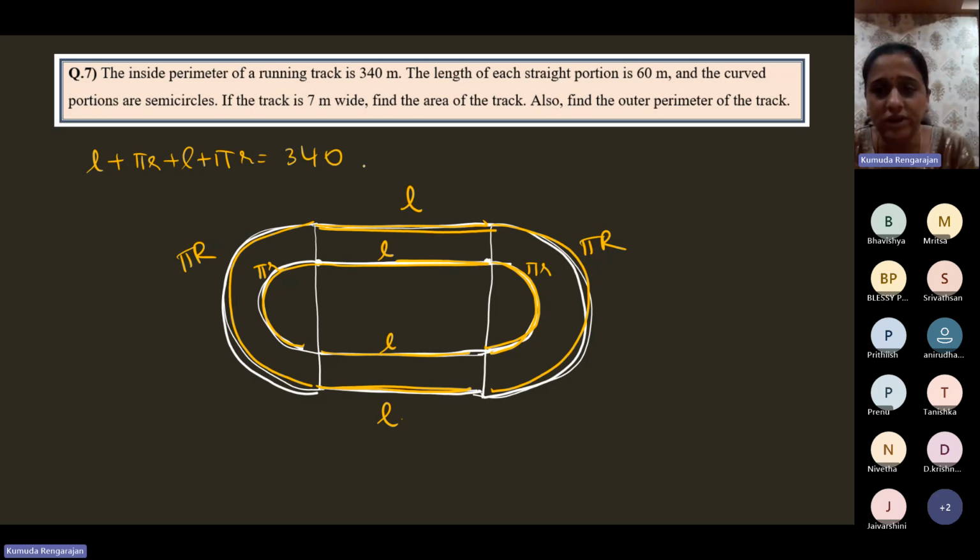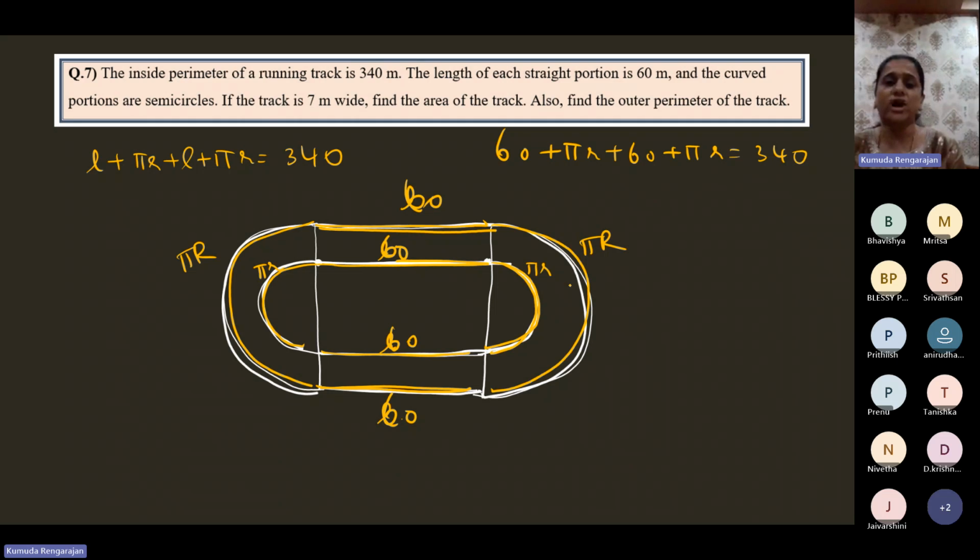The length of each straight portion is 60 meters. That's given. So that means 60 plus pi r plus 60 plus pi r is equal to 340. When you work this, you can get the value of r. And the curved portions are semicircles.